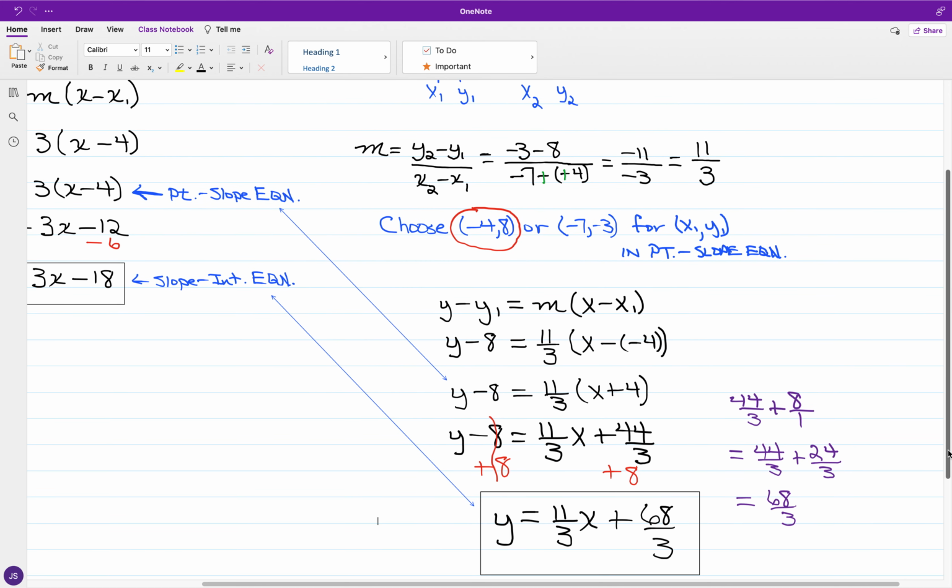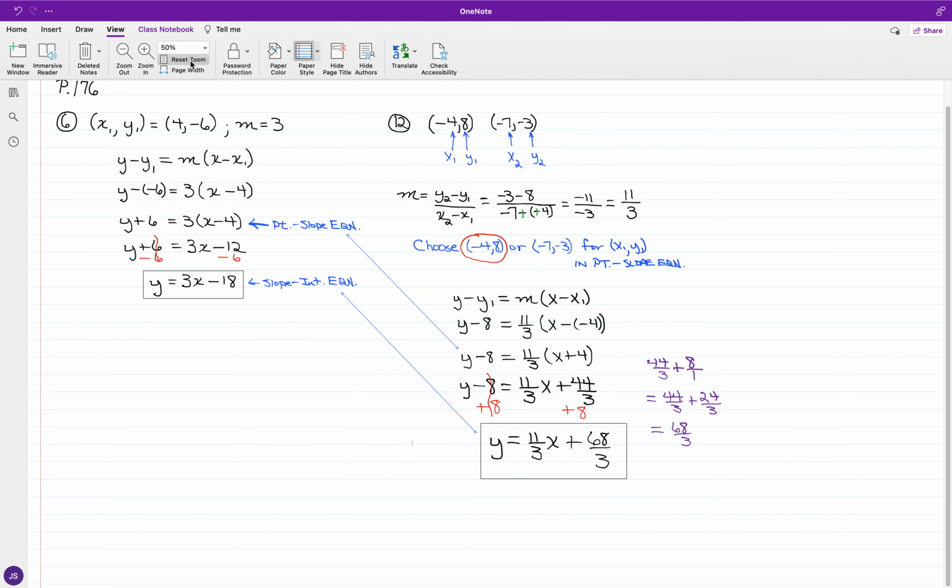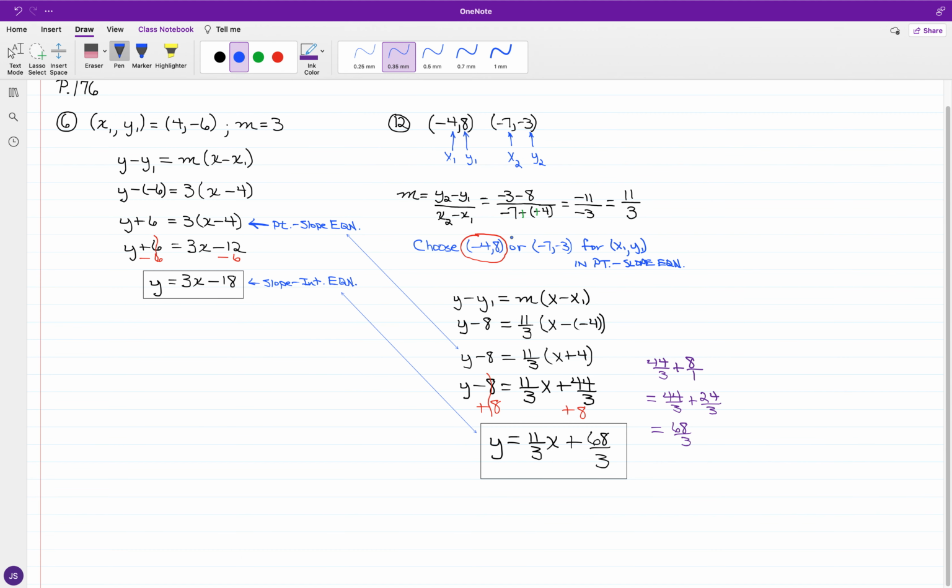Just looking at what we have, I can test it out. If I have y at 8 and x at -4, the left-hand side is 8, and to the right I have 11/3 times -4, which is -44/3. In turn, -44/3 plus 68/3: -44 plus 68 is 24, and 24 divided by 3 is 8. So you have that consistency.